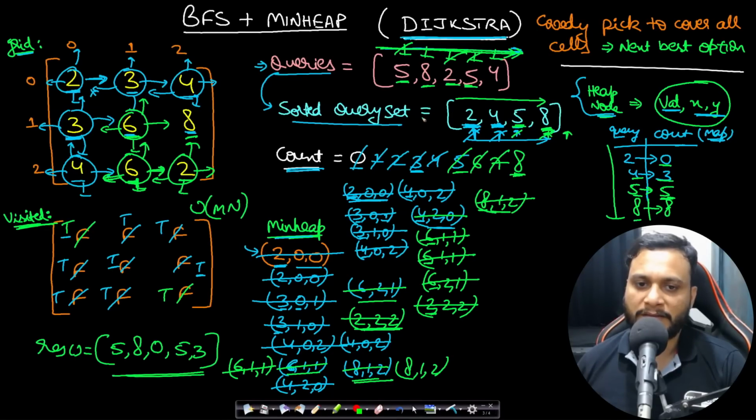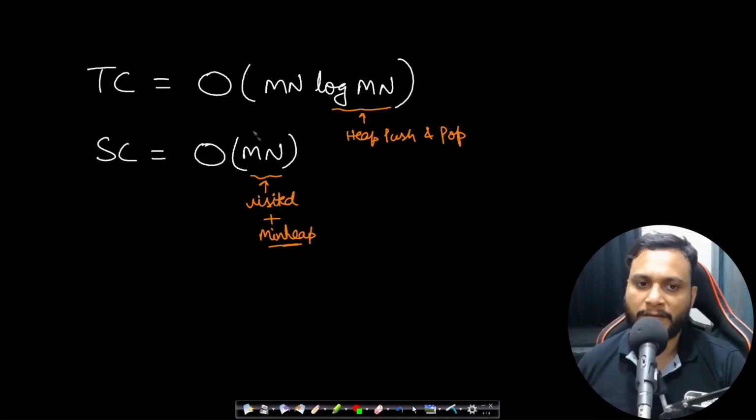And you know that in a heap the push and pop operations are log of the size of the heap. So let's consider that all the elements can be in the heap. So you can say log of mn for each heap operation, and we will be doing mn number of operations. Therefore the time complexity will be order of mn log mn, and the space complexity will be order of mn. I hope this entire approach is clear. Let's now look at the code.